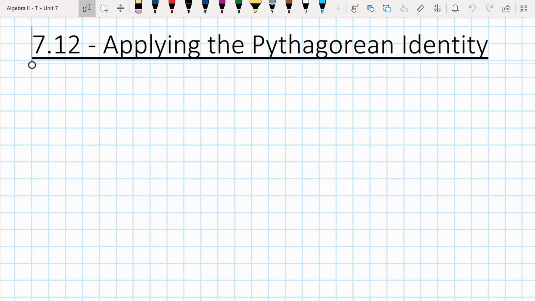Okay, our goal is to evaluate sine, cosine, or tangent of a certain angle given that we know another trig value at that angle and a certain quadrant that it's in. Okay, so what does that mean? Let's start by recalling the following.